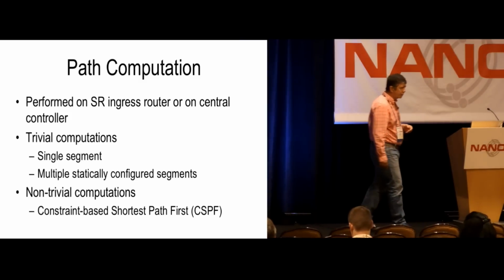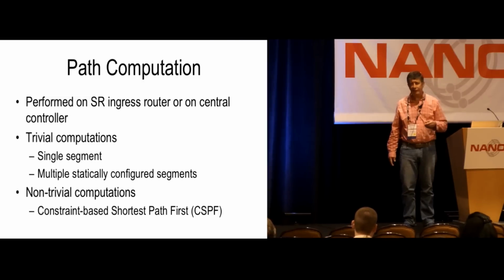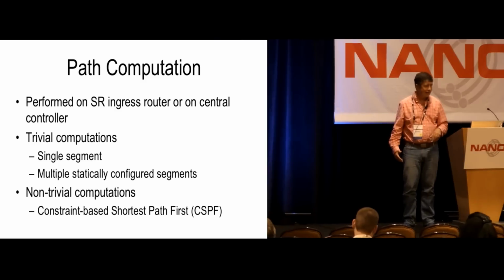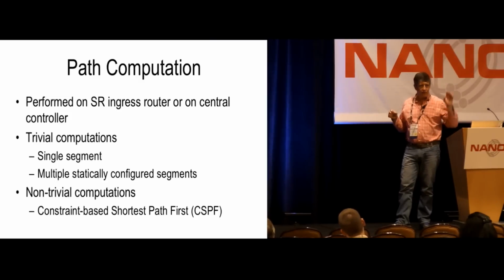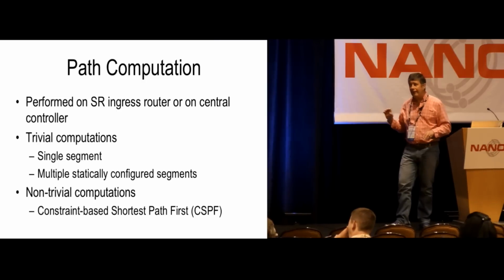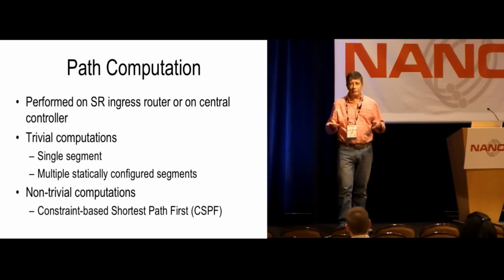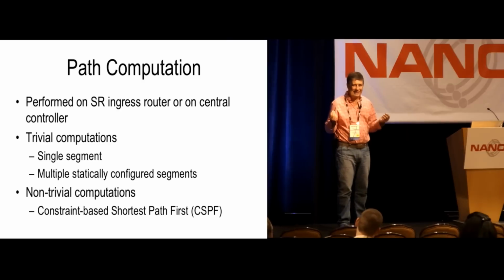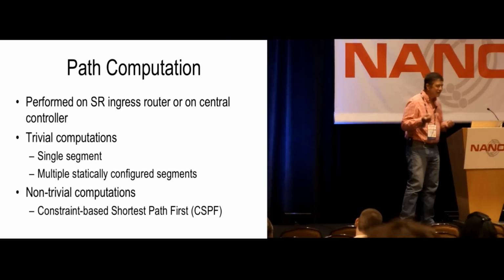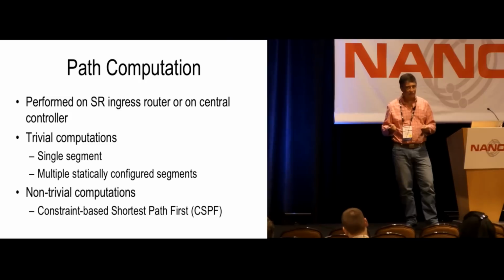Another trivial path computation is where you statically configure it. I know perfectly well that there are 7 adjacency segments that I want to go through. I'm going to configure them statically, and that's really trivial. Both of these can be done either in a distributed way on the ingress LSRs or in a centralized controller. And you know what? If that was the extent of your problem, you probably wouldn't be using SR at all. You'd probably be using GRE tunnels. The odds are you're using SR because you have a TE issue. So let's talk about this non-trivial case where what you're doing is constraint-based shortest path first forwarding.